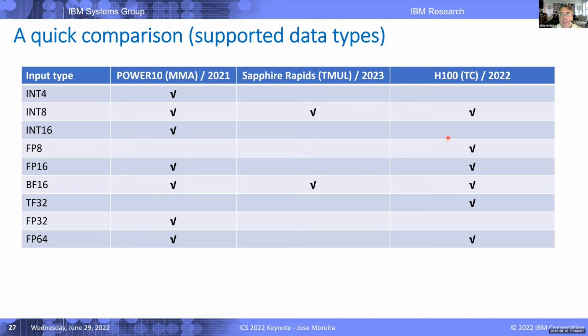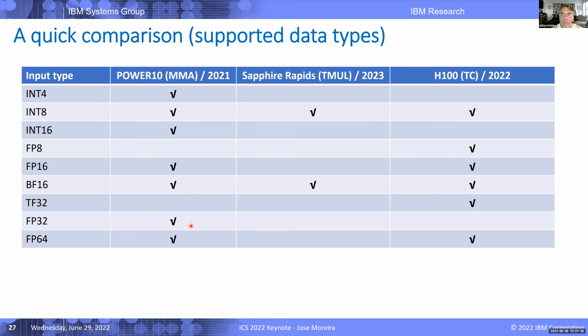NVIDIA has been doing this game, as I said, for 5 years. They support FP64. They also support a variety of reduced precision that we don't, including 8-bit floating point and the 32-bit TensorFloat, which is not really 32-bit, it's more like a 19-bit format. They don't support FP32 on their tensor cores. And I couldn't figure out a good reason not to have it, because for us, it's very important. We actually know many of our customers do want to do single precision. So we do need the FP32 support.